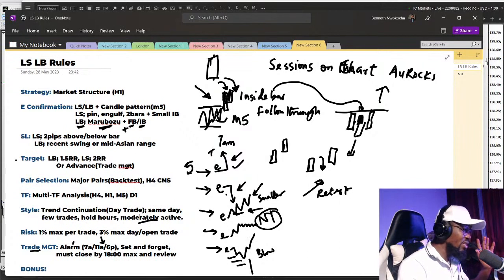So the strategy is designed to be a set and forget strategy. Look at it here. Set and what? Forget. That's what I said. It is a set and forget strategy.